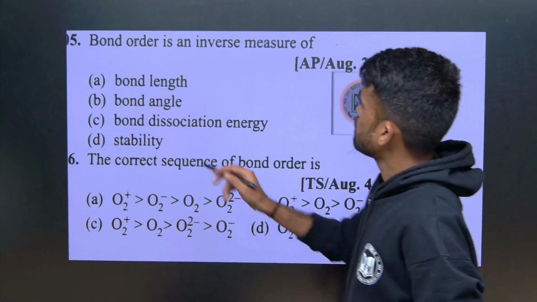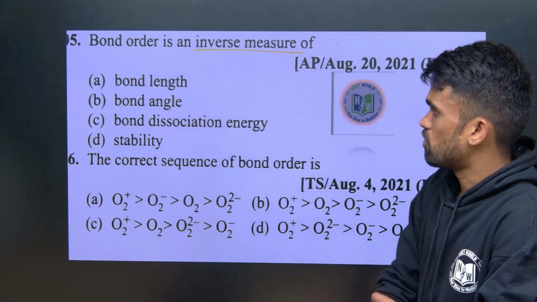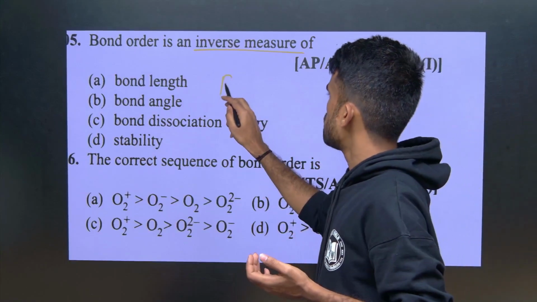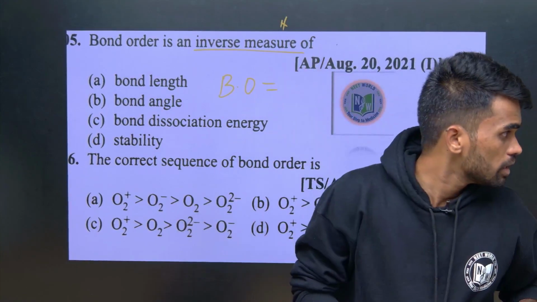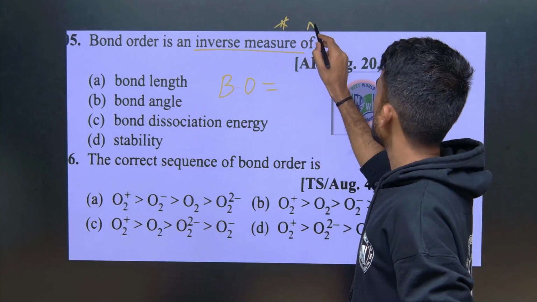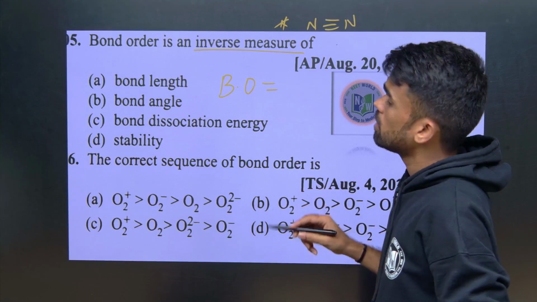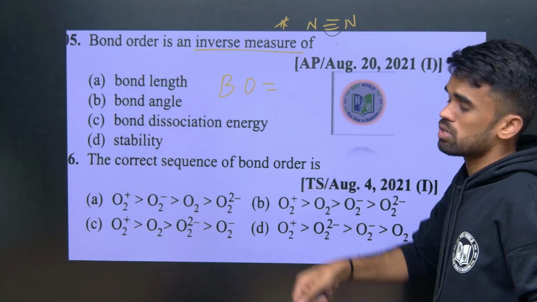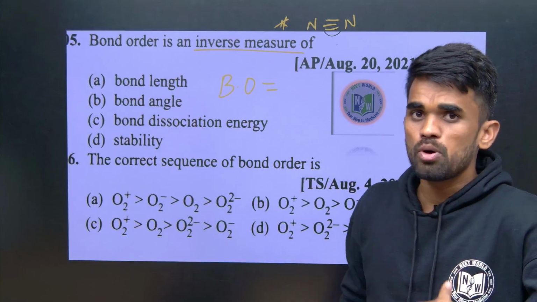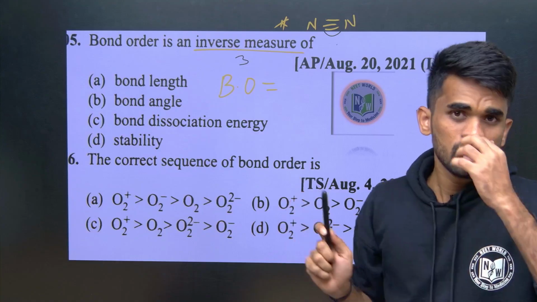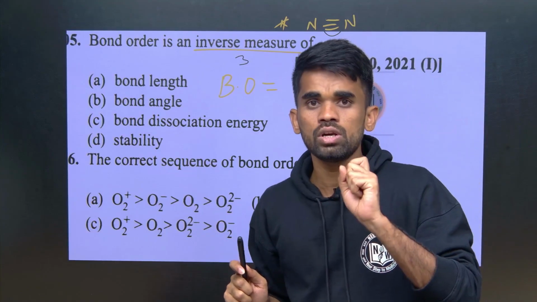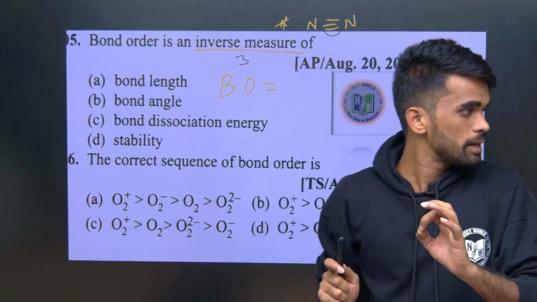Next, the bond order is the inverse measure of what? See, bond order means the number of bonds. For example, in the N2 molecule, if I write N like this, we have represented 3 bonds between 2 nitrogen atoms. So the bond order of N2 is 3. It represents the number of bonds between 2 atoms in a molecule, that is what bond order is. Okay, hope it is clear up to here.